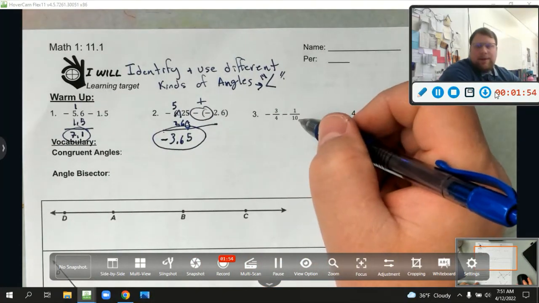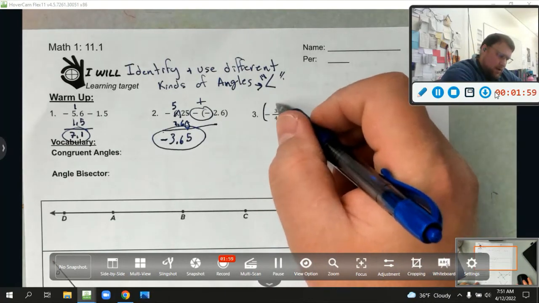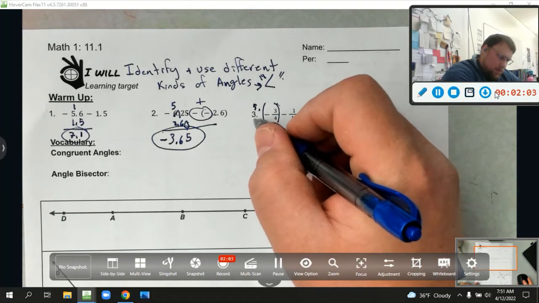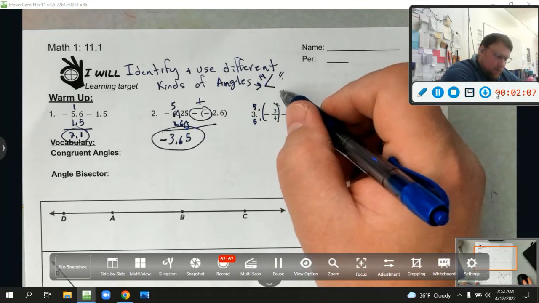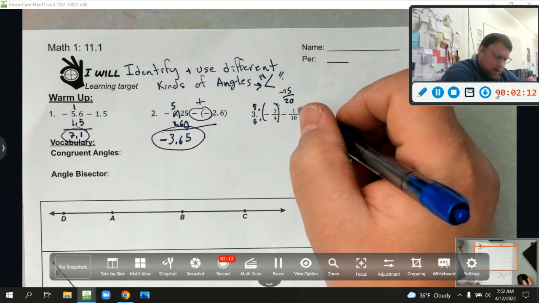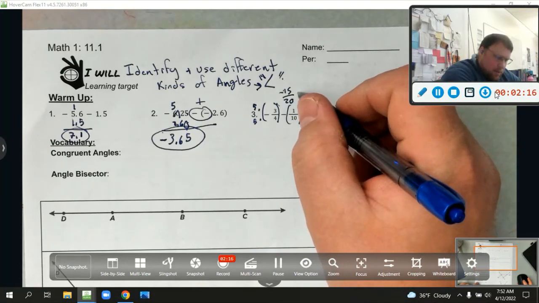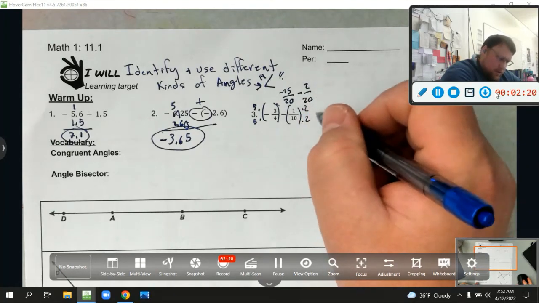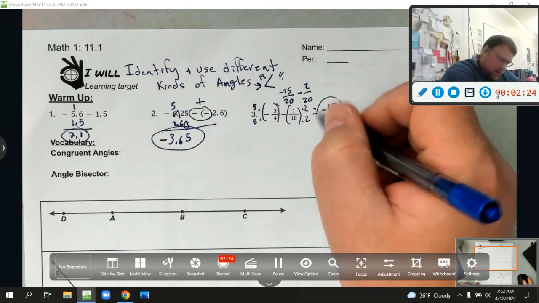And common denominator is the name of the game, which is 20. So to do that, I'm going to do this times 5, right? Which is going to get me negative 15 over 20. And then times 2, minus 2 over 20. So this equals negative 17 over 20. How about that?